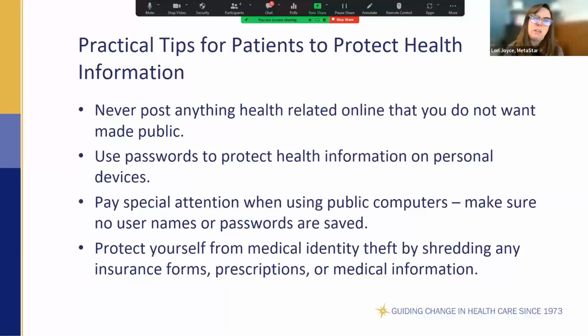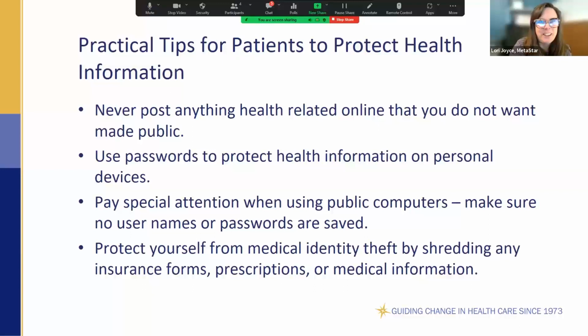And also patients need to protect themselves from medical identity theft by shredding any insurance forms, prescriptions, the after visit summaries. I know I've seen one or two of those even out in the parking lot that maybe have slipped from people's hands. But just reminding them to be careful of that and to shred or, in northern Wisconsin, burn these kinds of things. I have a little burn bag under my desk right now that we'll be using for a campfire, hopefully shortly.